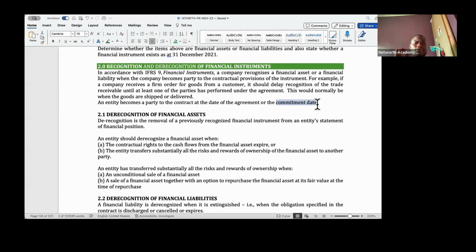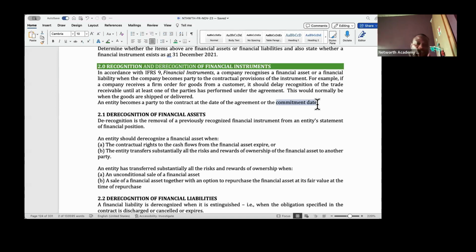So majorly, what I need you to remember for recognition is that as soon as an entity becomes a party to the contract, then you can recognize it. Whether it is a financial asset you have, go ahead and recognize it. Whether it's a financial liability you have, go ahead and recognize it.